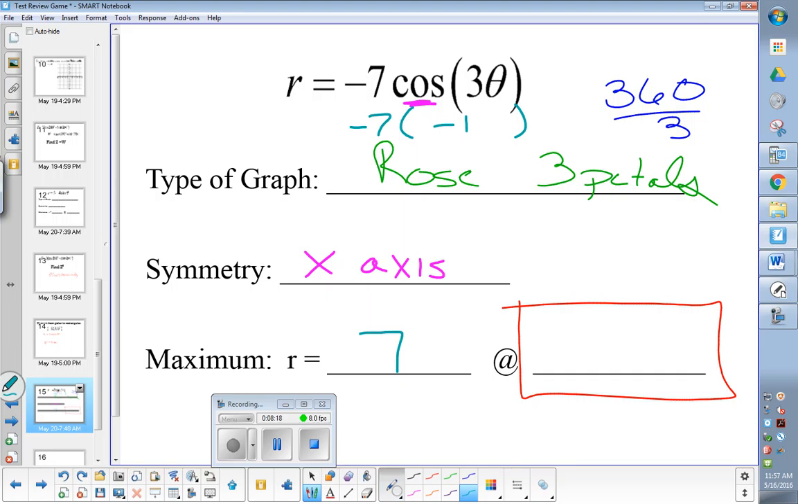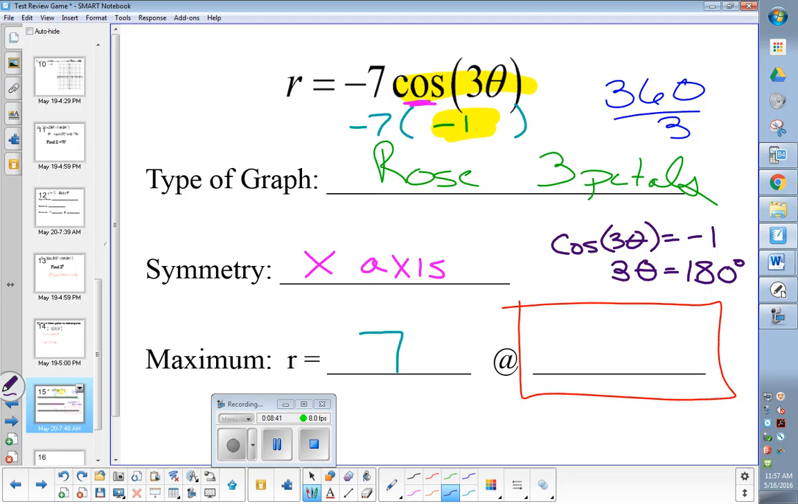So we're always used to doing this. We're looking up where cosine is -1. So you go to your unit circle and you look up where cosine is -1. Where is that? 180. Cosine of 3 theta gets you -1 at 180. Okay, but the answer there is 3 theta now is equal to 180. Not just theta, it's 3 theta equals 180.